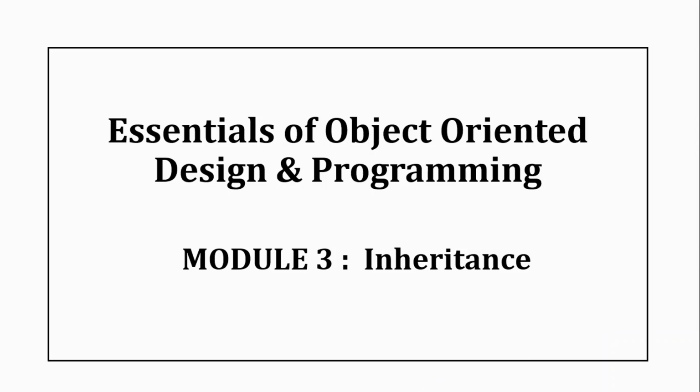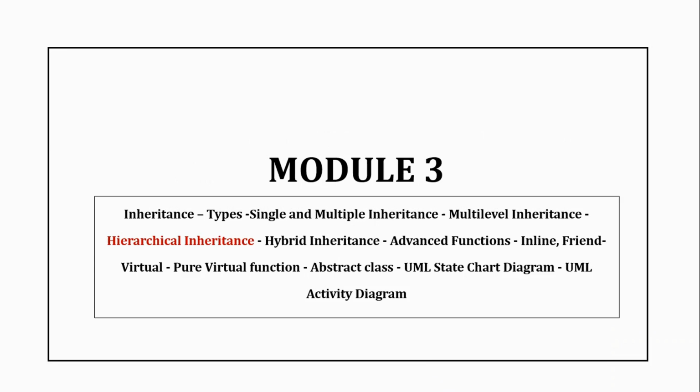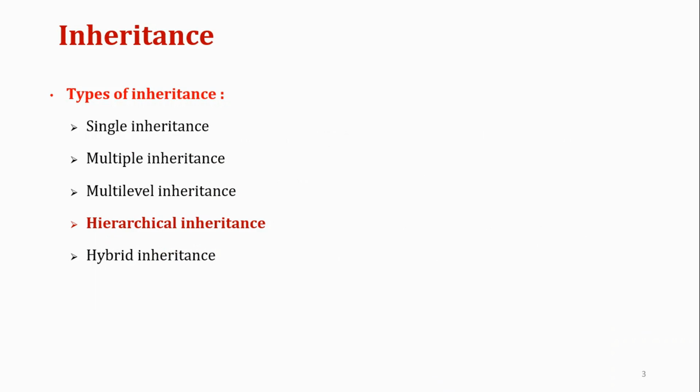Welcome back to the course Essentials of Object-Oriented Design and Programming. So we are in module 3, Inheritance in C++. In the current session, we will be exploring hierarchical inheritance in C++ with example code. In the previous session, we discussed how multi-level inheritance is implemented in C++ with example code. And now we'll get into hierarchical inheritance.